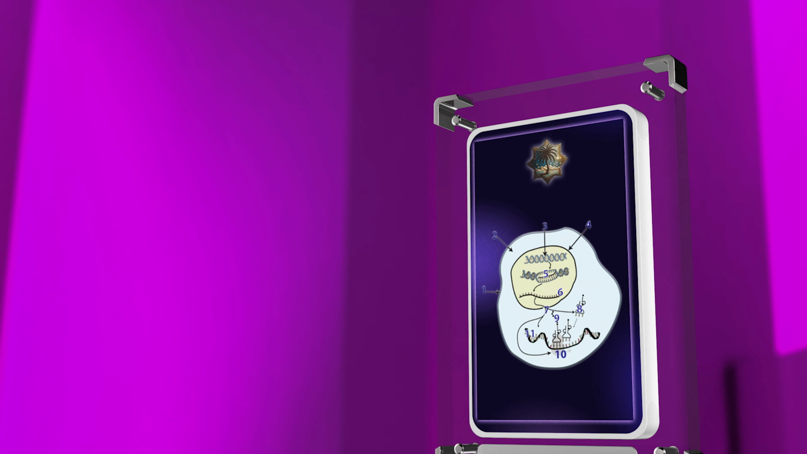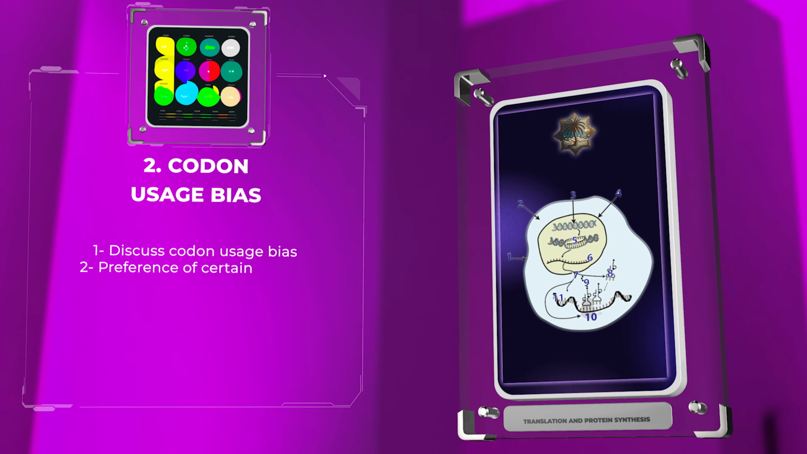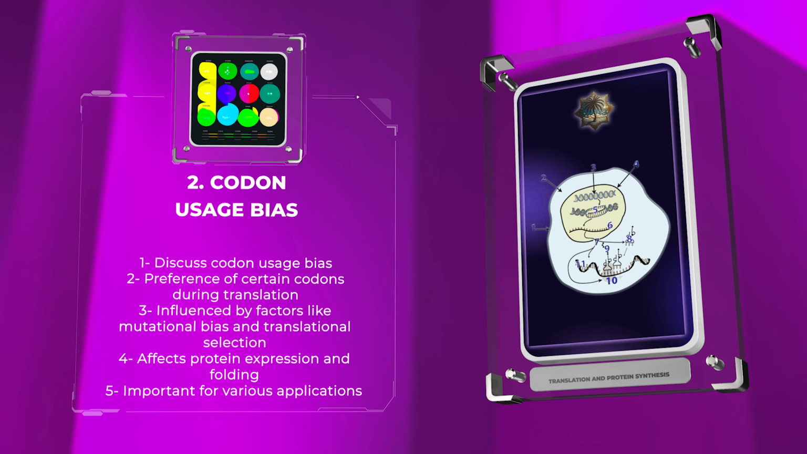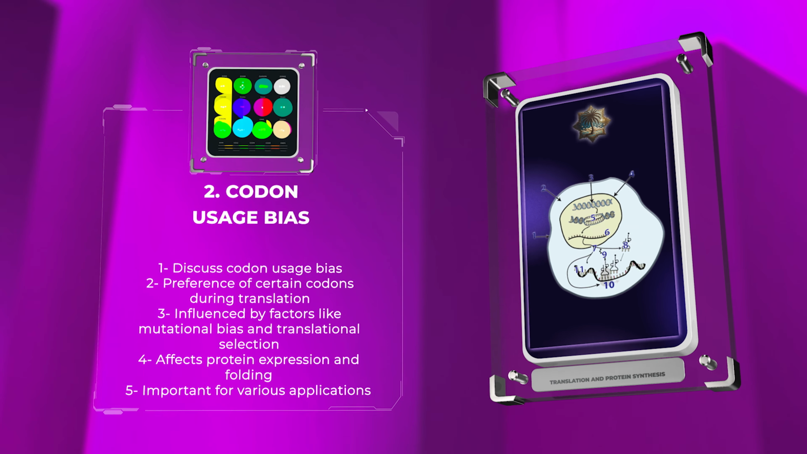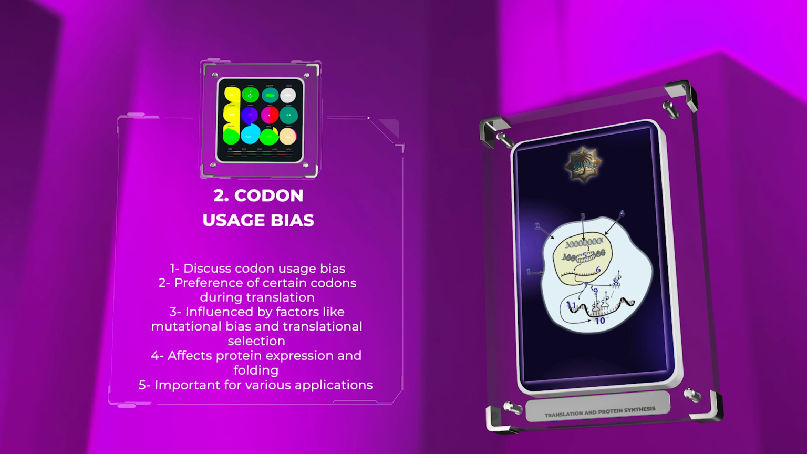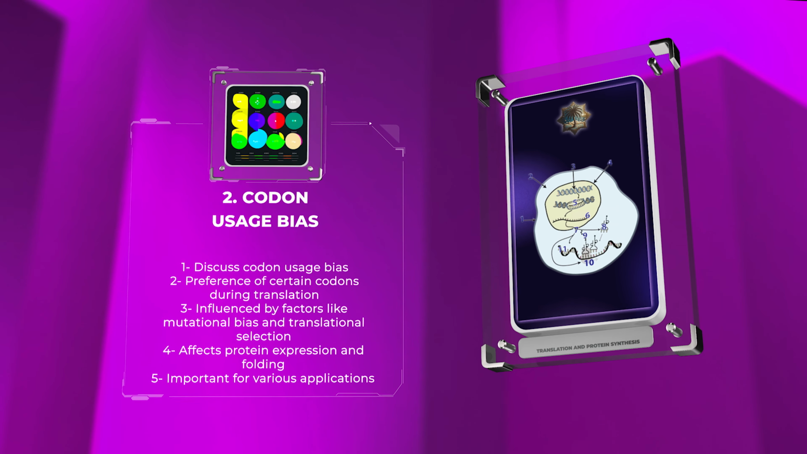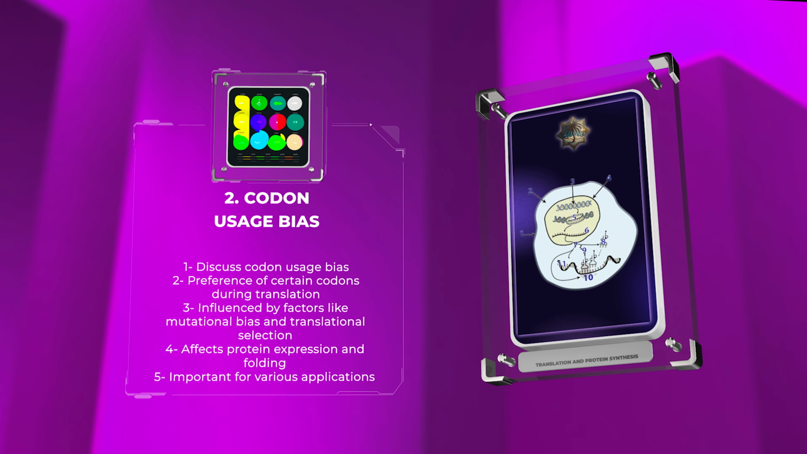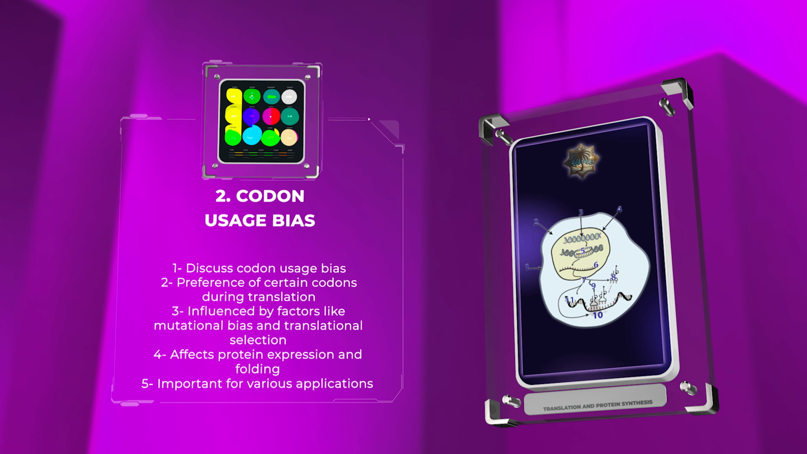In the video, we discuss codon usage bias, which is the preference of certain codons during translation. This bias is influenced by factors like mutational bias and translational selection. It affects protein expression and folding, and understanding it is important for various applications in protein research.